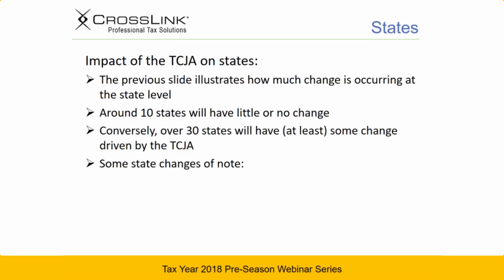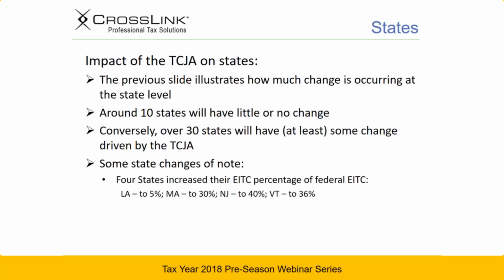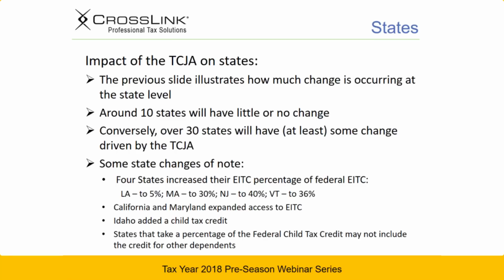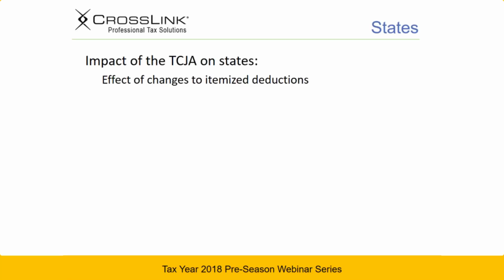Now, some changes, just to note, include 4 states increasing their EITC percentage of federal EITC: Louisiana, Massachusetts, New Jersey, and Vermont. We also noticed that California and Maryland expanded access to EITC, Idaho added a child tax credit, and finally, states that take a percentage of the federal child tax credit may not include the credit for other dependents. Now, this impact goes even farther. Think about this for a moment.